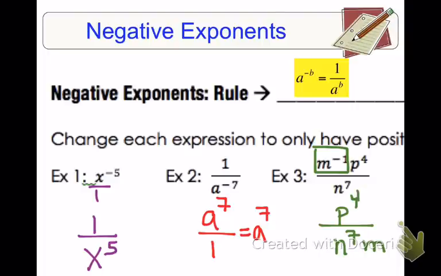But that is pretty much how you switch it from a negative to a positive power. Let's go ahead and look at the next 3 examples.